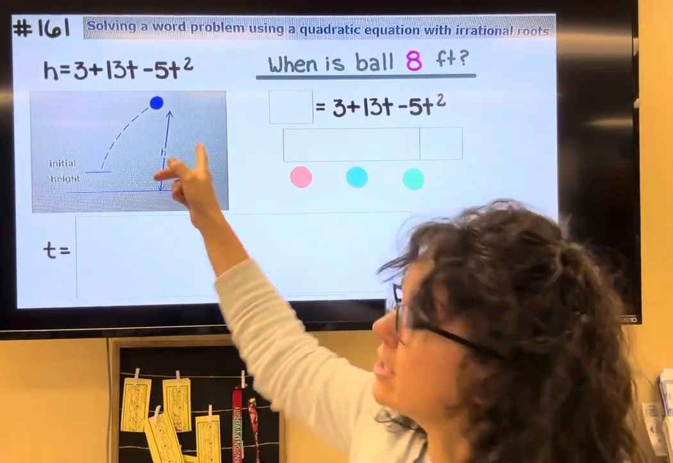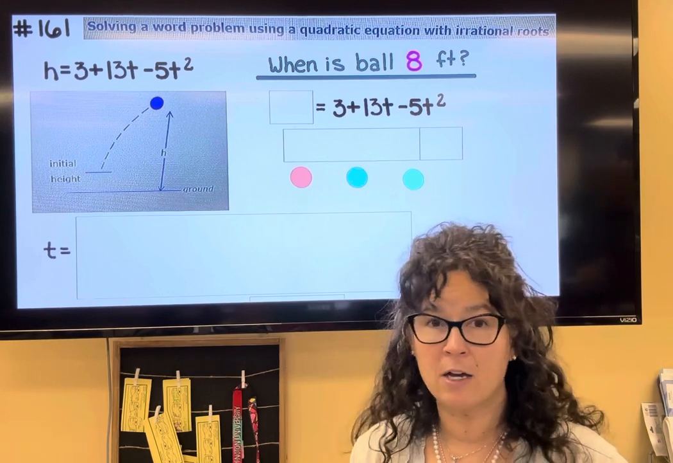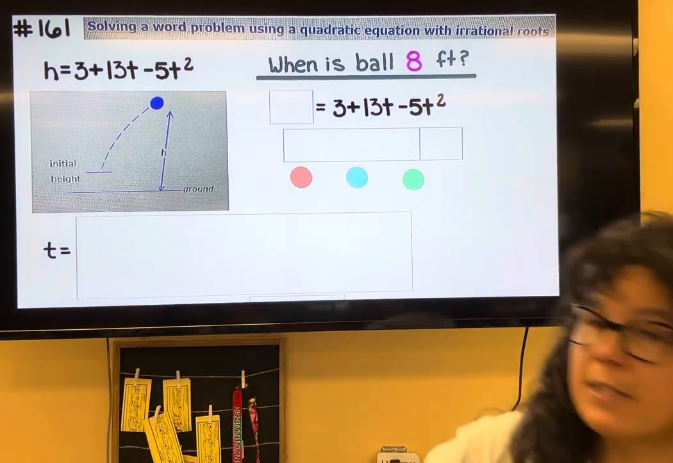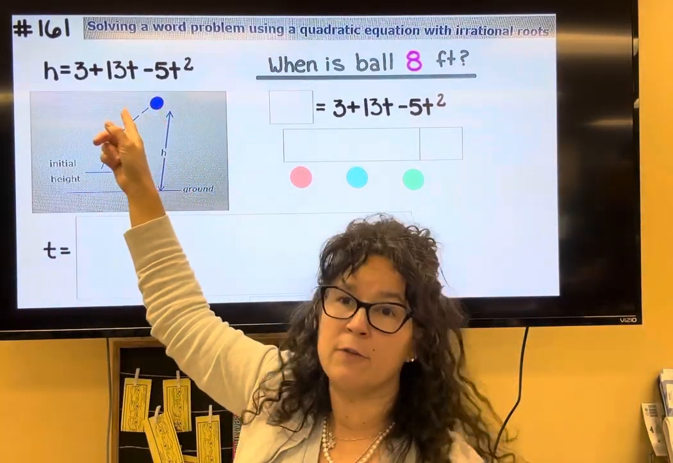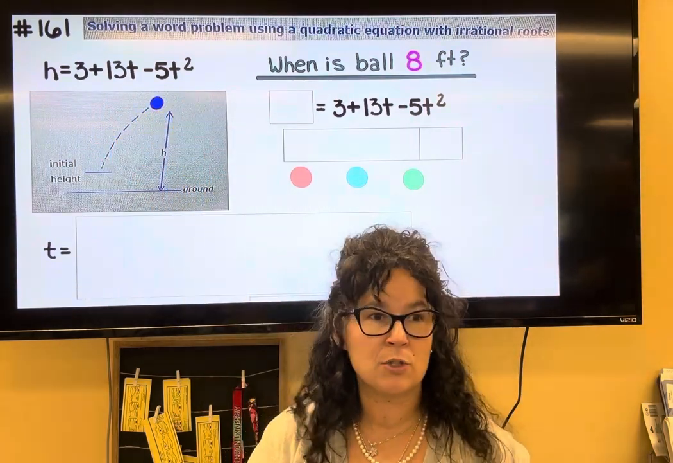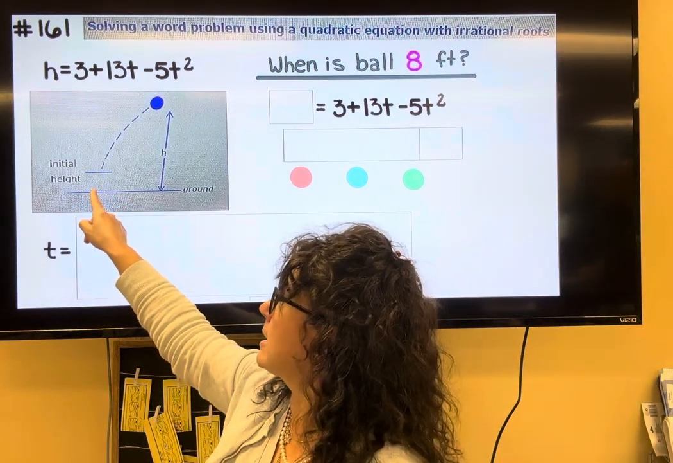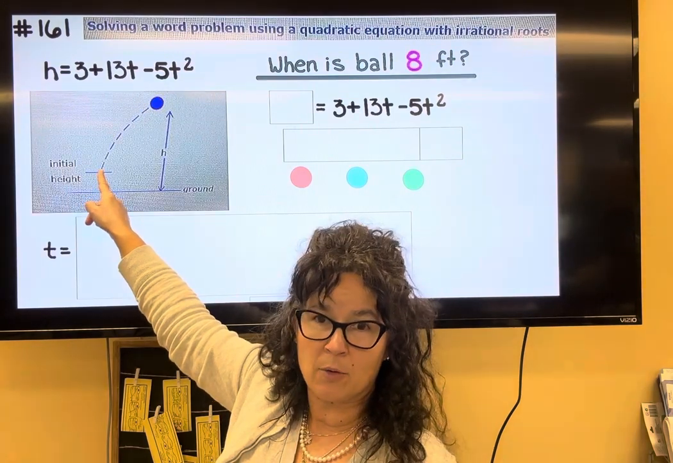Okay, so the equations that you're given are going to be parabolas, and they represent the height of the object. To get a feel for what this looks like, if I substitute 0 in for time, 3 plus 13 times 0 minus 5 times 0 is 3. So at time 0, we're at a height of 3. See how the object is already off the ground?